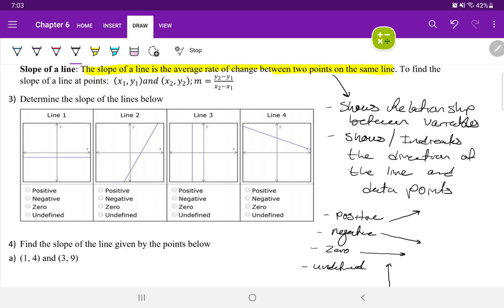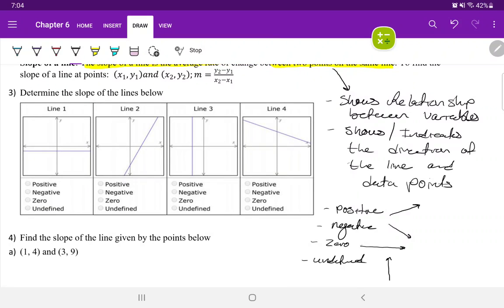Think about it in terms of the way you walk. You can walk up a hill. You can walk down a hill. You can walk on a straight floor, but you cannot walk on a wall. This right here is not possible. That's why it is undefined. Walking up is possible. Walking down is possible. Walking on a straight floor where the elevation does not change is possible. But on a wall, uh-uh.